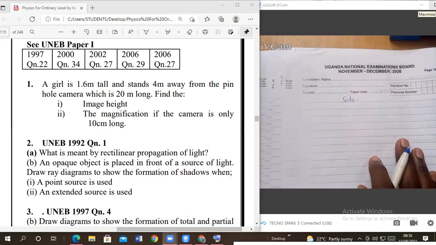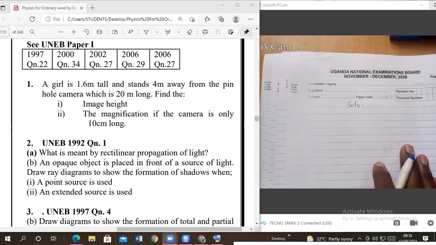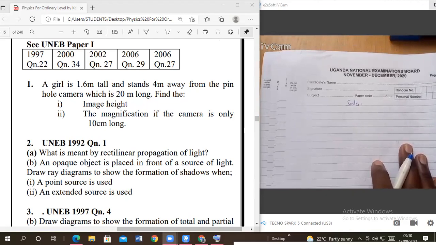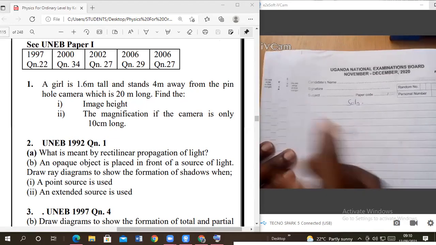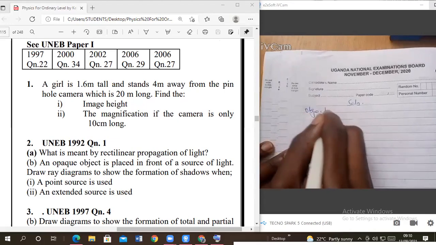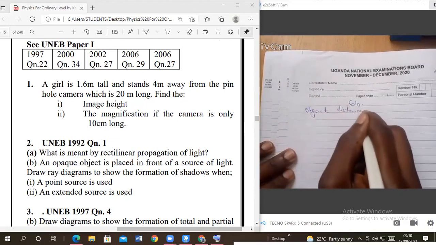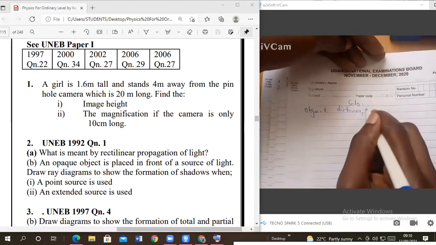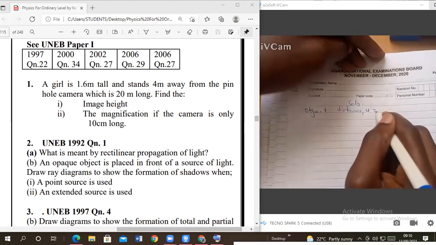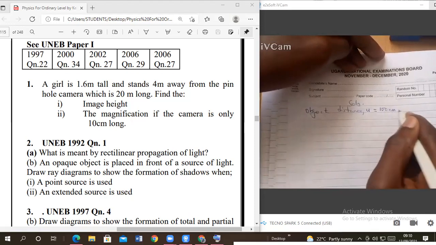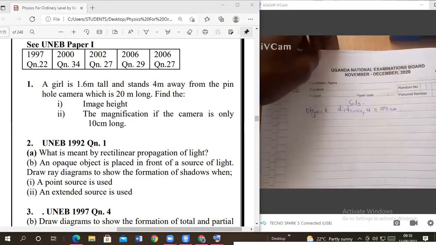So members, can we collect our data? When you look at the question, they've said an object 100 centimeter away from a pinhole camera forms an image. That 100 is for what? That is object distance. Which letter do we use for object distance? We use letter U, equals to 100 centimeters. Forms an image on the screen, full stop.